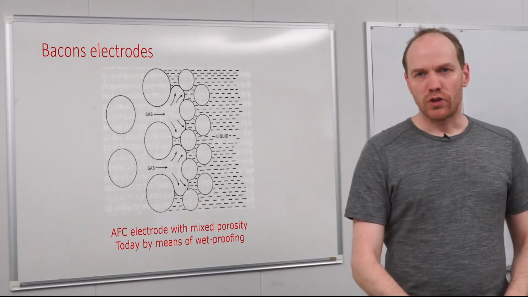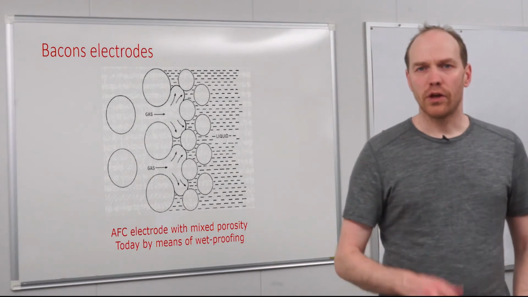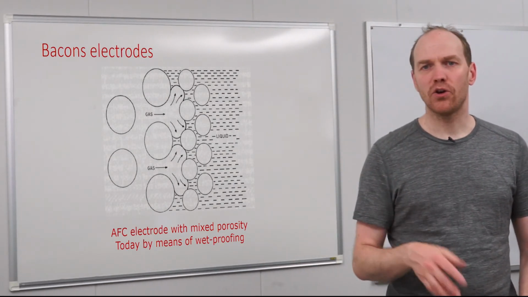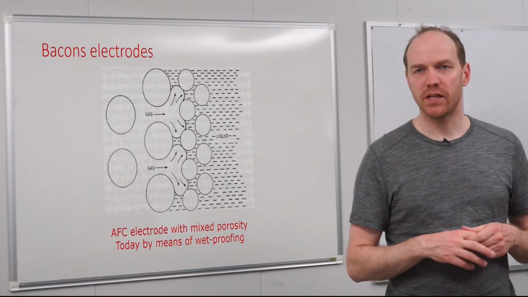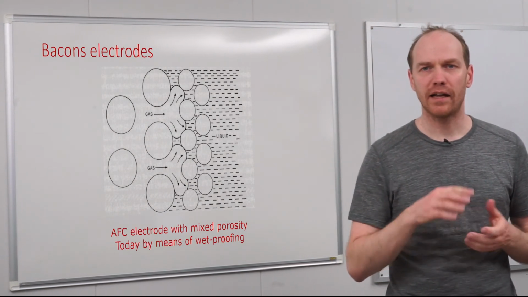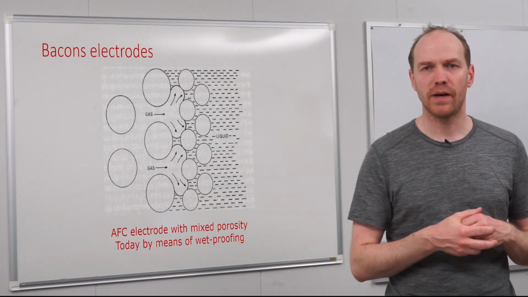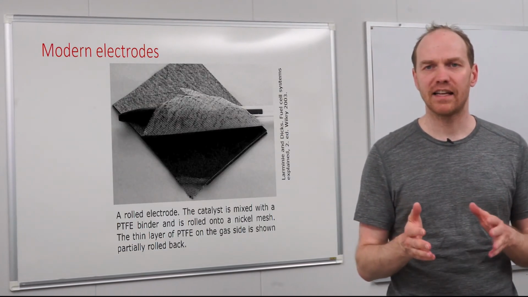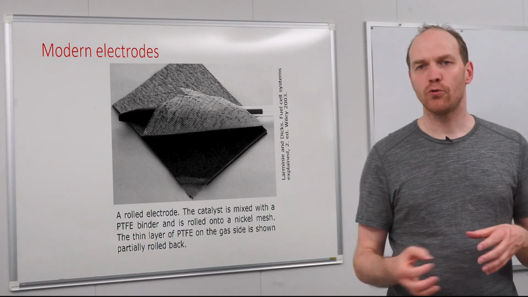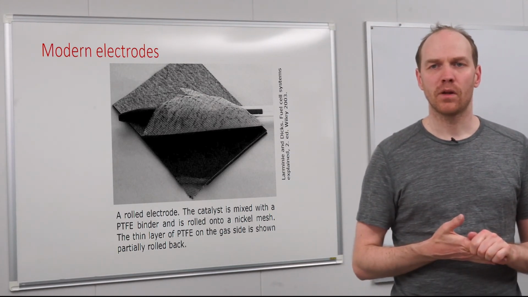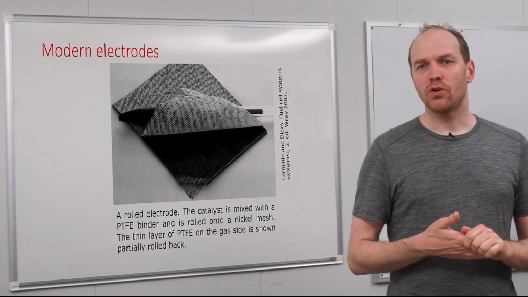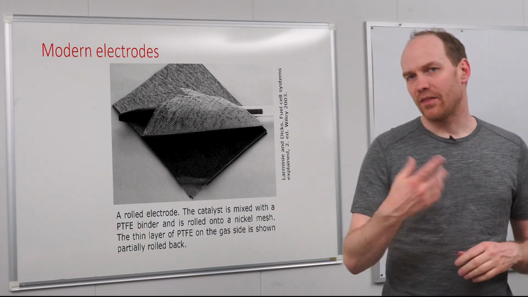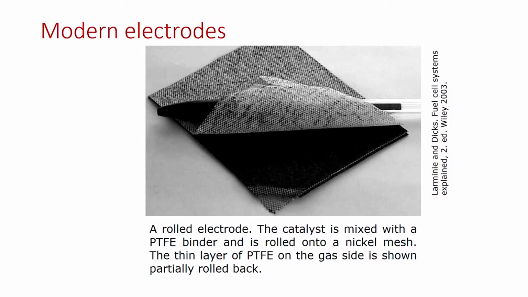Today it's typically done with the catalyst on a nickel mesh that is then mixed with PTFE binder and rolled onto this mesh. So you have the PTFE acting as the barrier on the gas side, so it allows gas through but keeps the liquid electrolyte on the electrolyte side. And the design of them are typically as shown here in this graph.